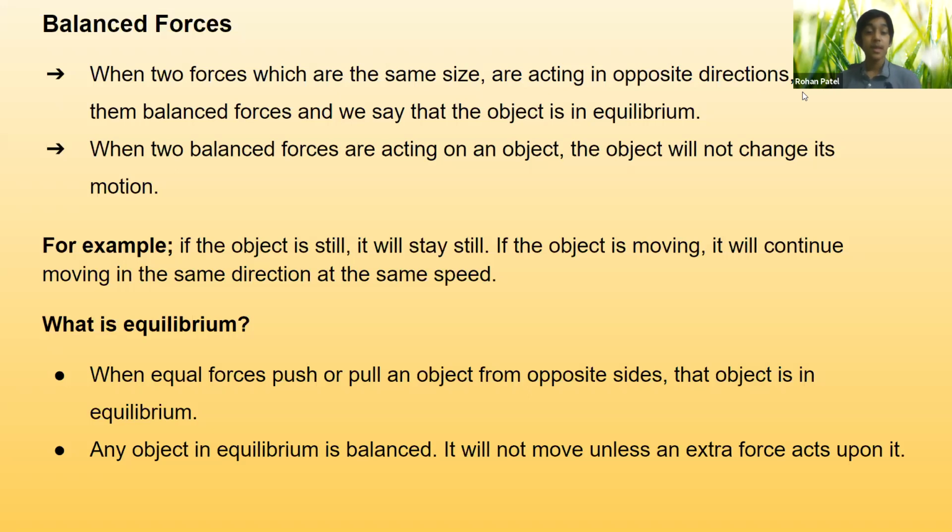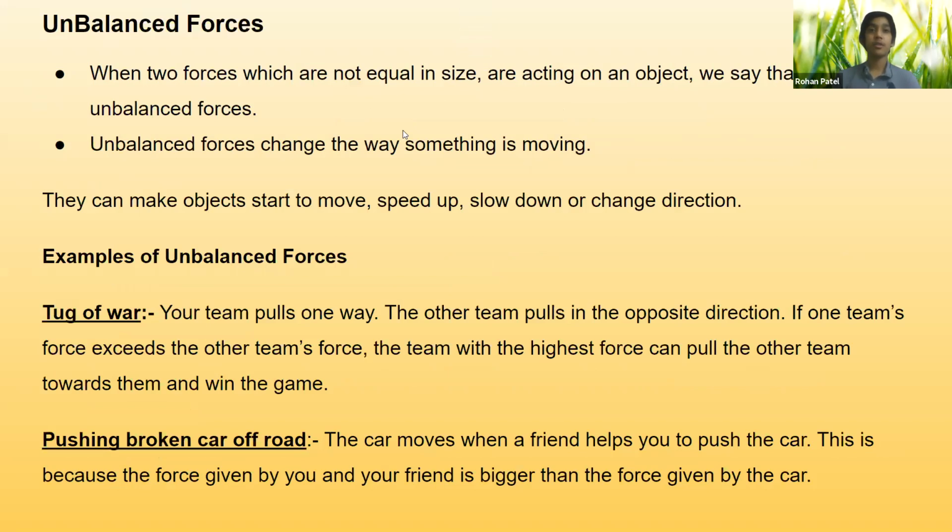What is equilibrium? When equal forces push or pull an object from opposite sides, that object is in equilibrium. And the object in equilibrium is balanced. It will not move unless an extra force acts upon it. Unbalanced forces: when two forces which are not equal in size act upon an object, they are unbalanced forces. Unbalanced forces change the way something is moving. They can make objects start to move, speed up, slow down, or change direction.